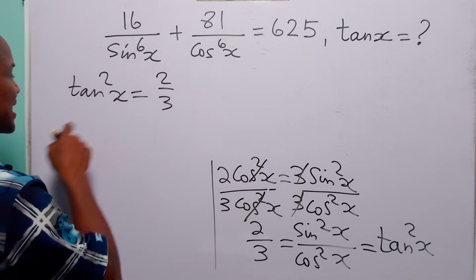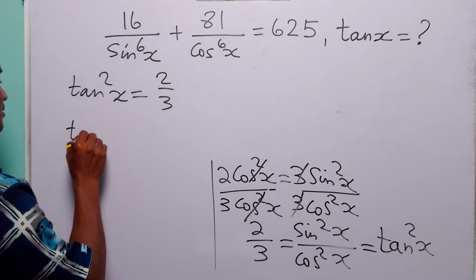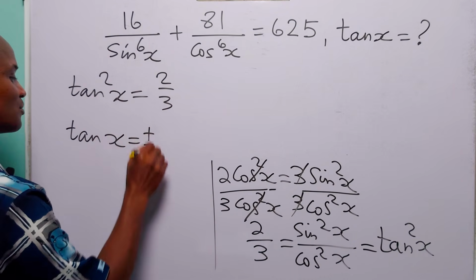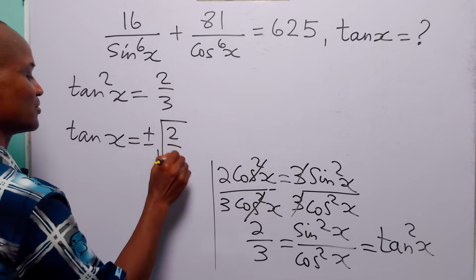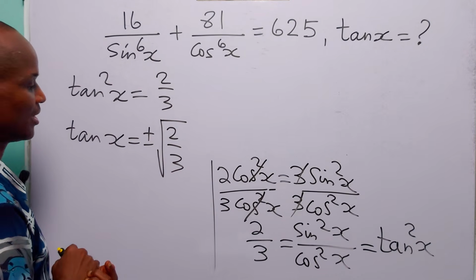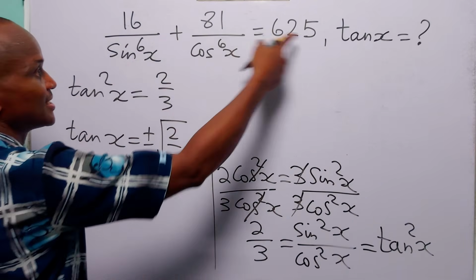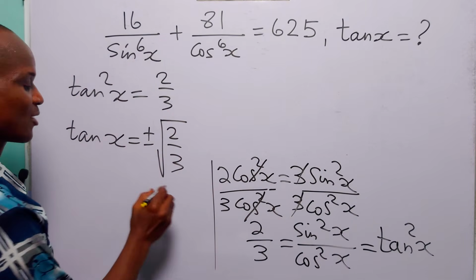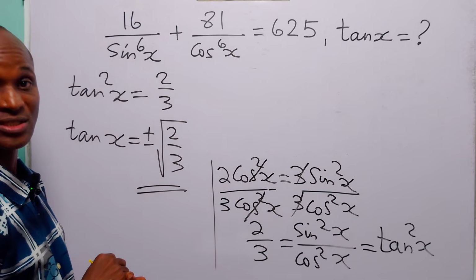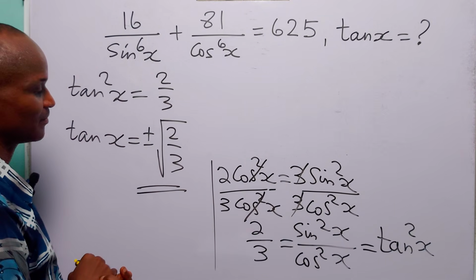Taking square root of both sides of this equation, we have that tan x is equal to plus or minus the square root of 2 over 3. So, tan x, when this condition holds, is equal to plus or minus root 2 over 3.